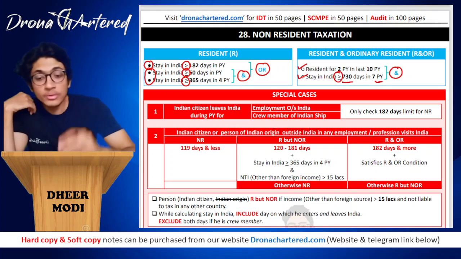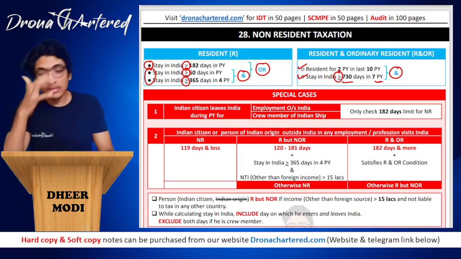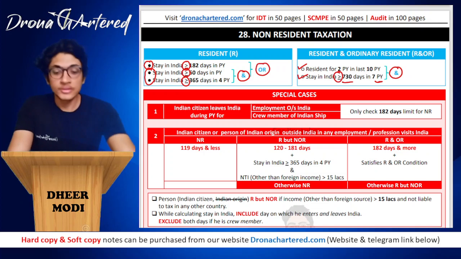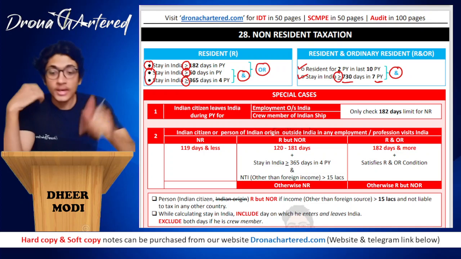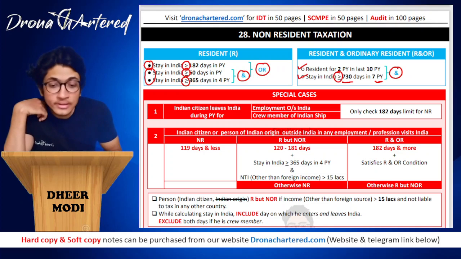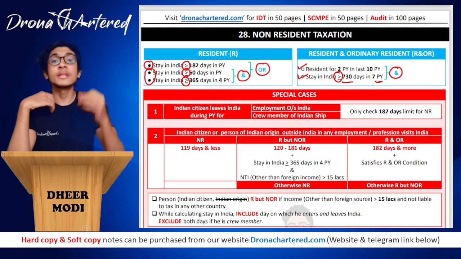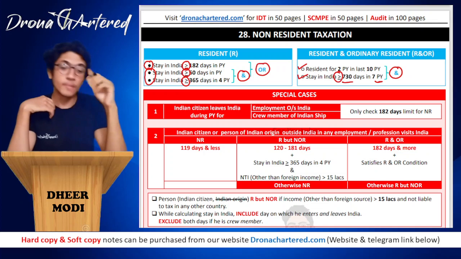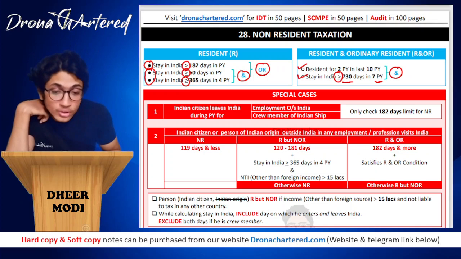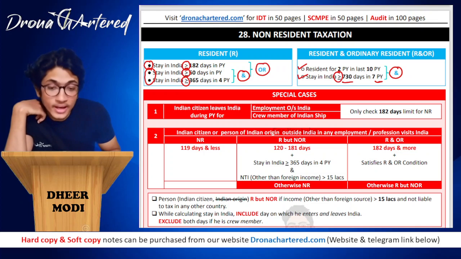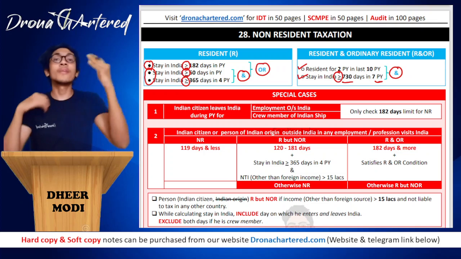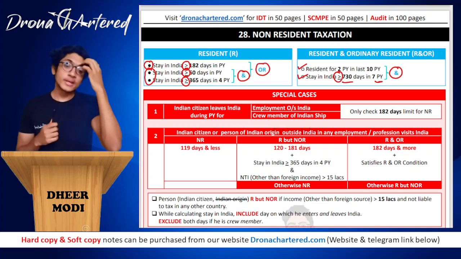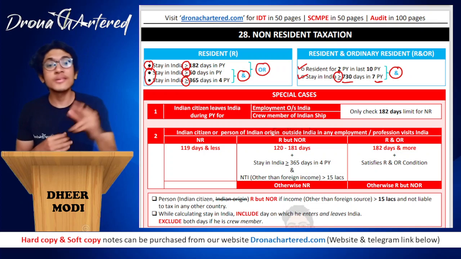Great. Since our basics are clear, let's move on to some special cases. There are basically two special cases. First is when an Indian citizen leaves India during the previous year, either for the purpose of employment outside India, or as a crew member of an Indian ship. Only if he has left for these two purposes.